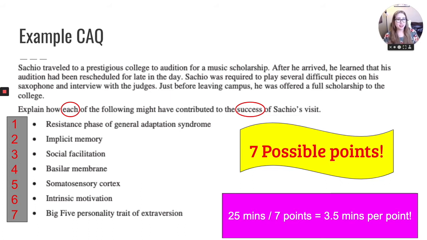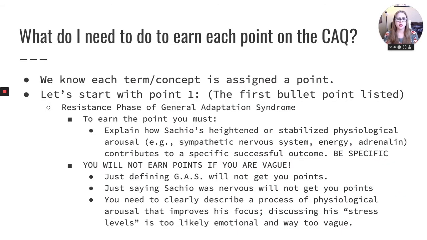Another good thing about these is that you do not get points taken away for wrong answers. So it's really in your best interest to give it a good try so that you can maybe get the point. But also don't panic if you don't know one of these, because you still have an opportunity for 6 other points. So let's look at what you need to do to earn each of these points on these CAQs.